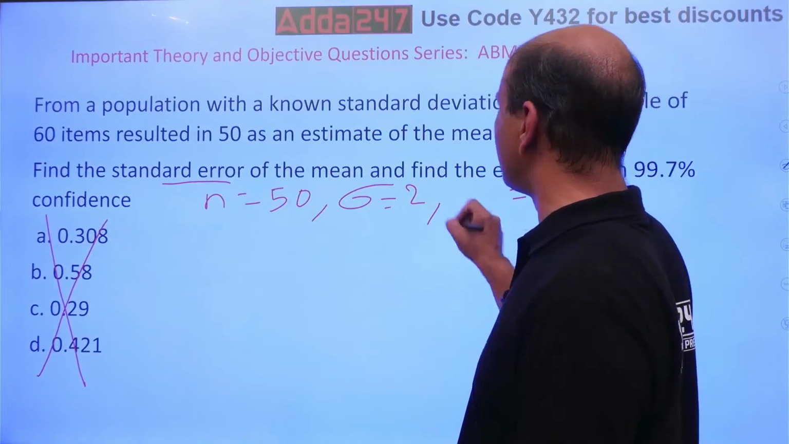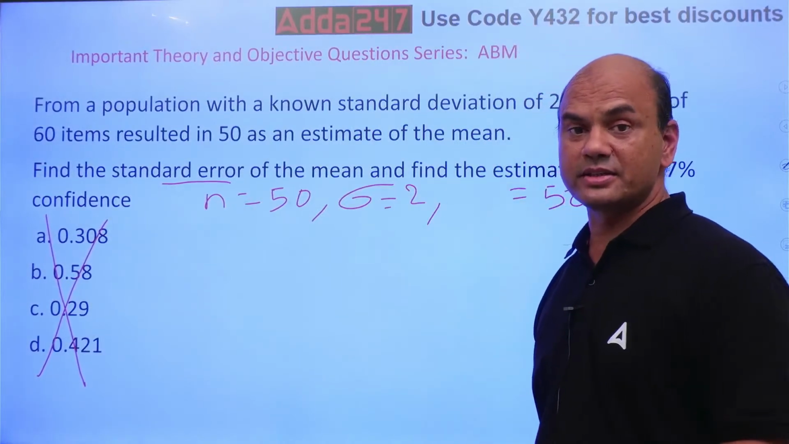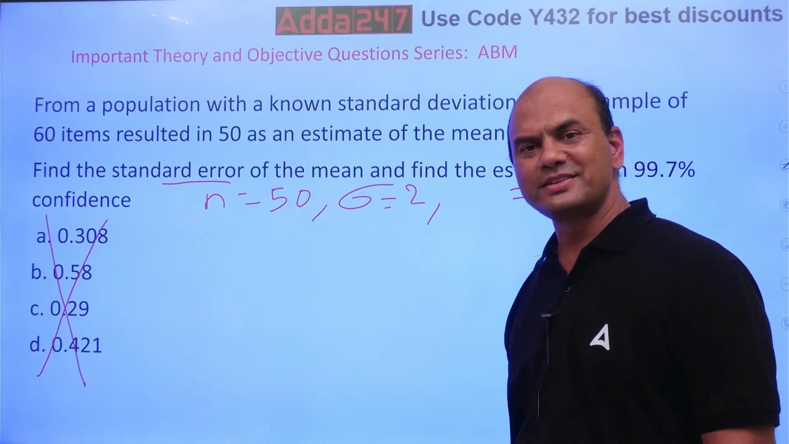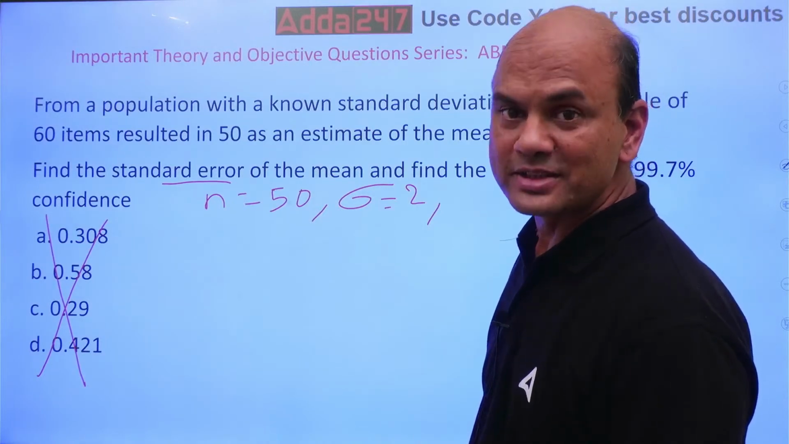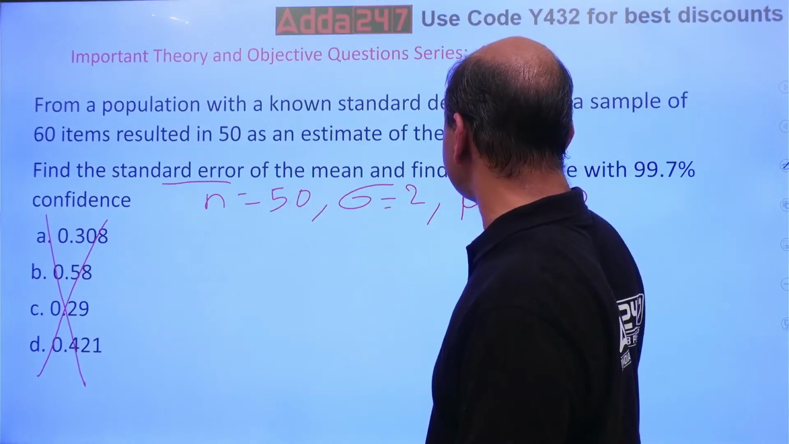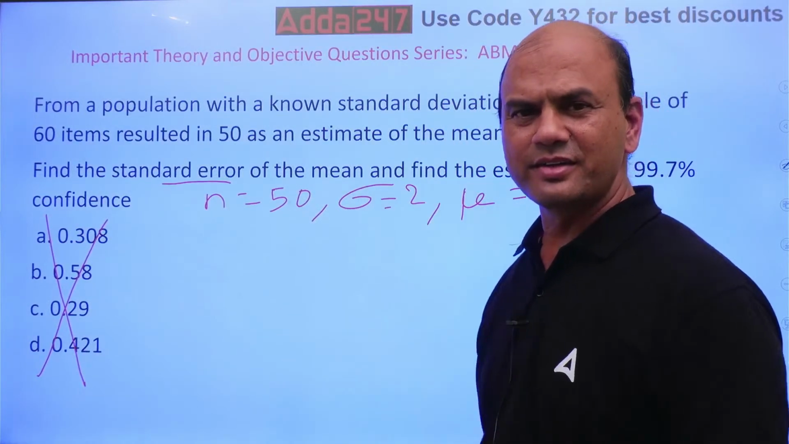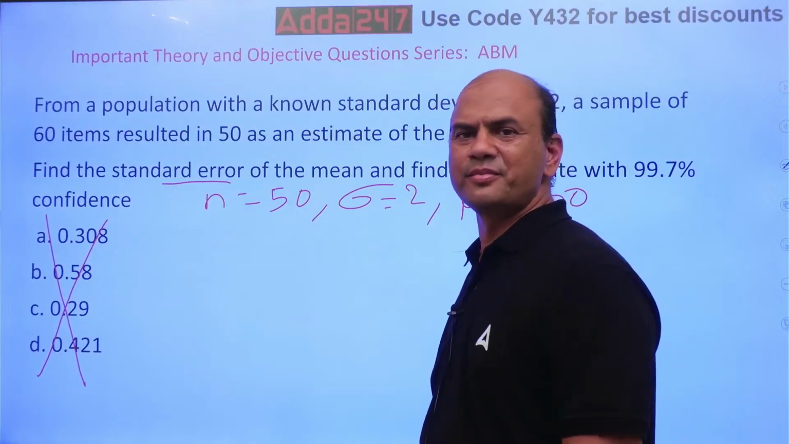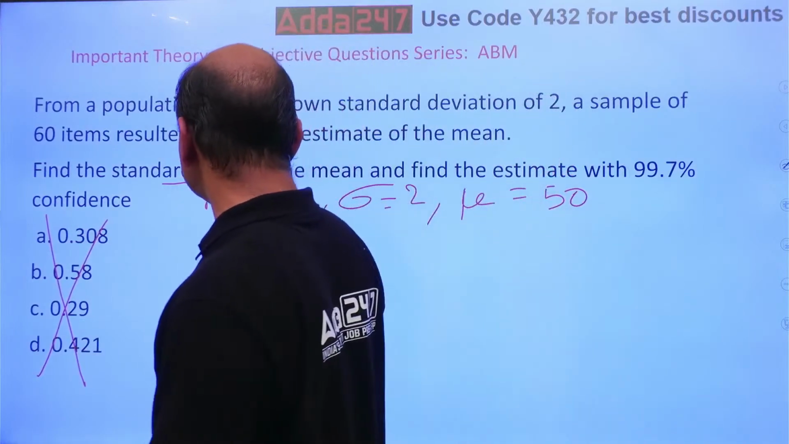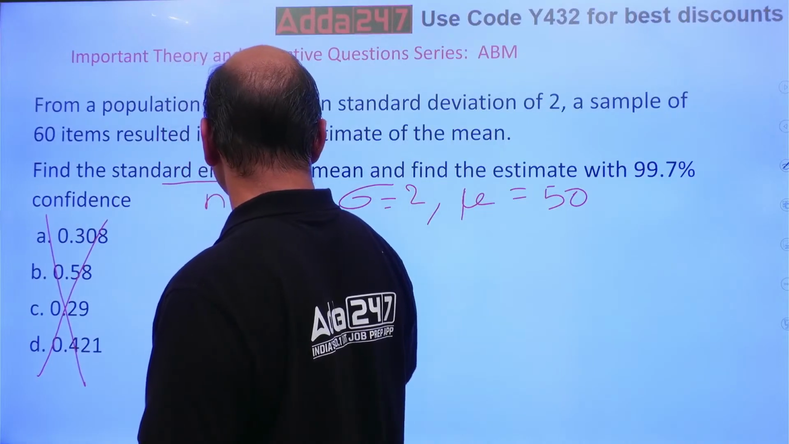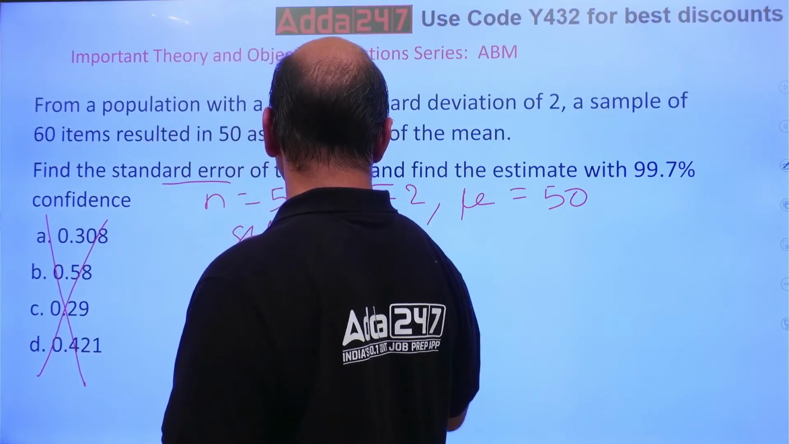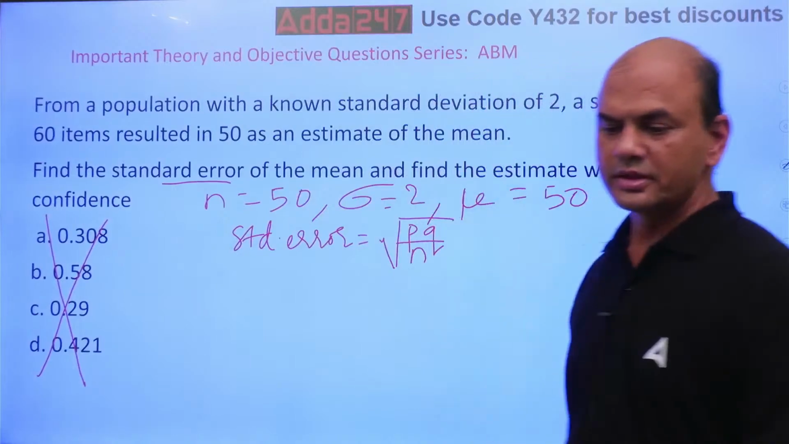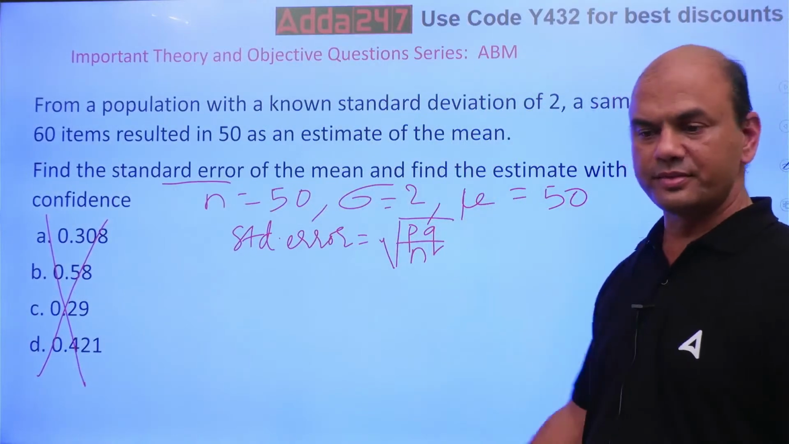Now you tell me, what is this 50 called? In the comment section, tell me what this 50 is called. 50 is called the population mean, mu. We just did it. So now find the standard error. Don't find anything else, directly go to the standard error. What is the standard error? Standard error equals root of PQ upon N.